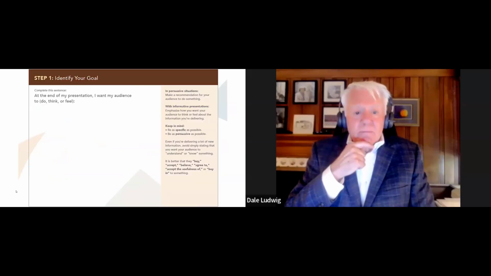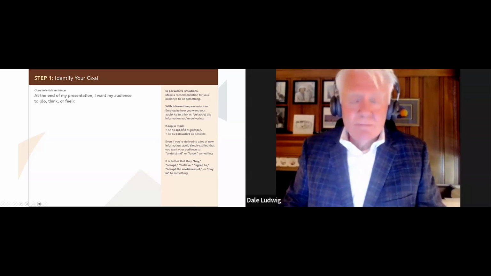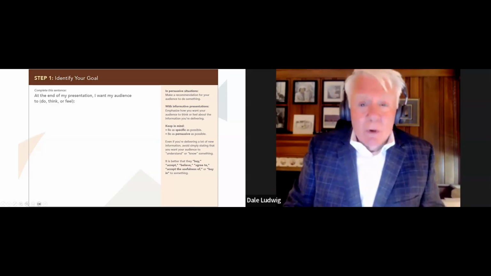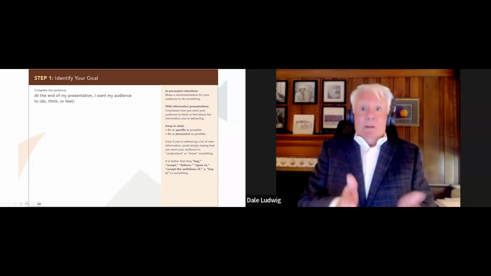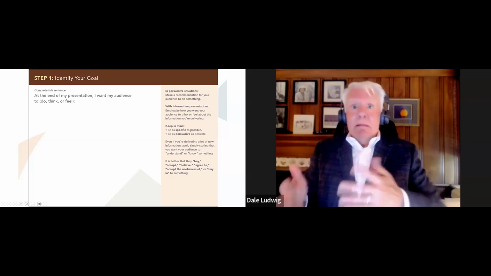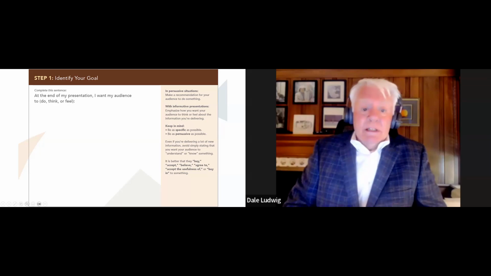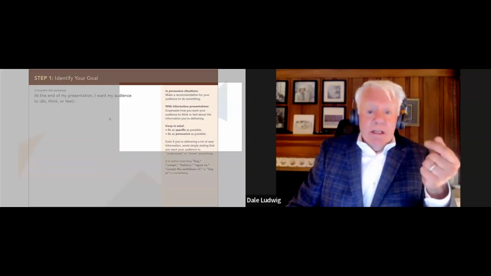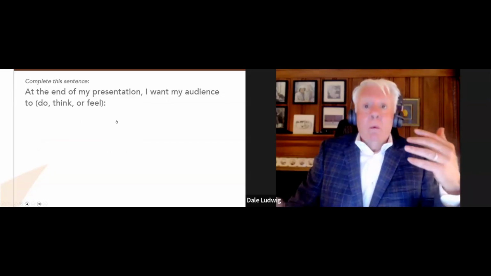Okay, sure. The first step here, and of course, you don't have to go in the order that we're recommending here. It's just that this is the one we find most natural and maybe easier. But the first step is to identify the goal of the presentation that you're working on. So as you can see on the left, at the end of my presentation, I want my audience to do, think, or feel what.